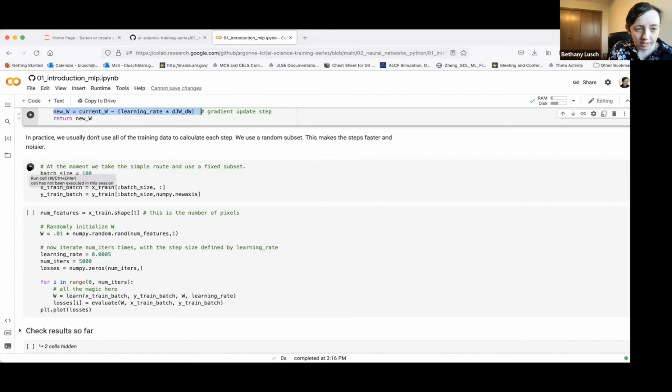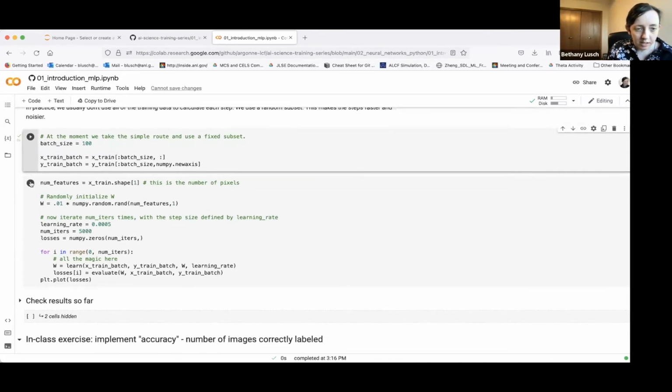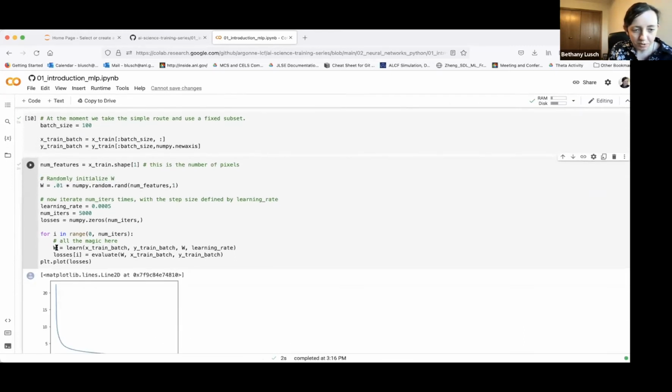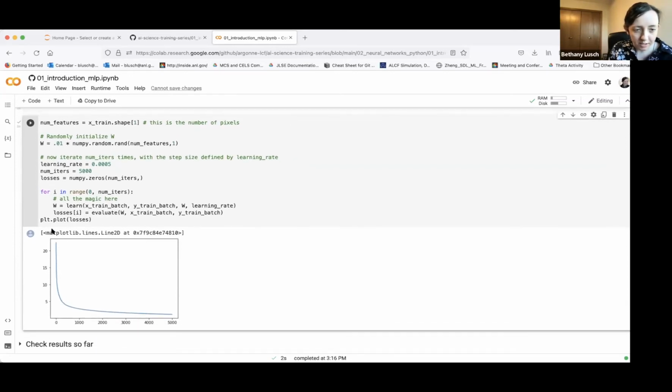And like you saw in your homework, you don't necessarily want to use all of the training data in each step. So for the moment, I'm just going to pick the first 100. And I'm going to loop along and keep improving the weight W iteratively, and we can plot the loss over time. So we can see it improves drastically at the beginning and then starts to plateau. Looks like if we ran it longer, it might keep improving.